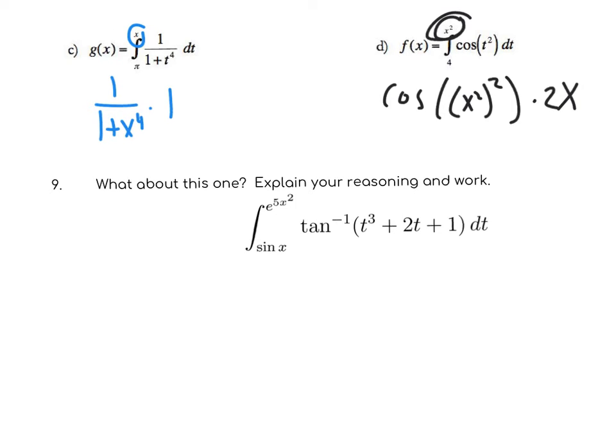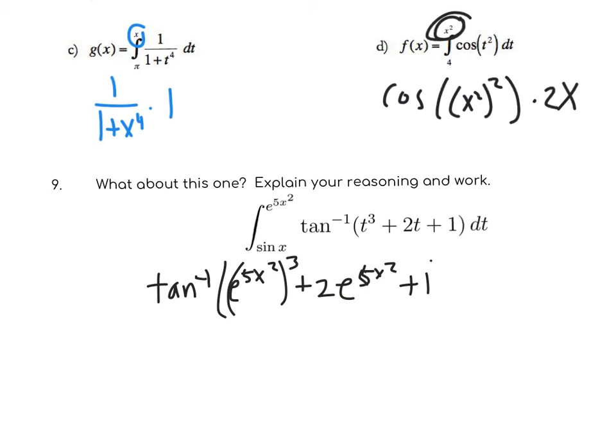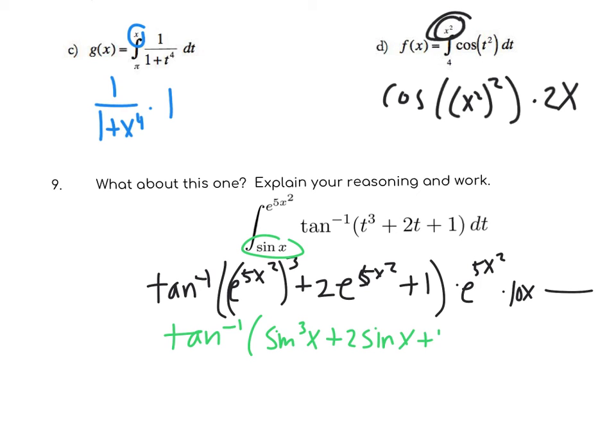All right, same thing going on here. I'm going to do tan inverse of e to the 5x squared cubed plus 2 e to the 5x squared plus 1, times the derivative of e to the 5x squared, which is e to the 5x squared times 10x, minus, now we have something in the bottom, tan inverse of sine cubed of x plus 2 sine x plus 1 multiplied by the derivative of sine x, which is cosine of x. The thing to remember is the chain rule.